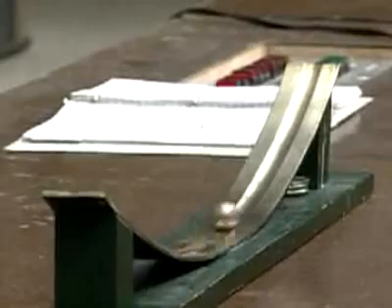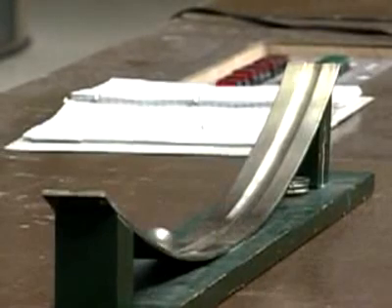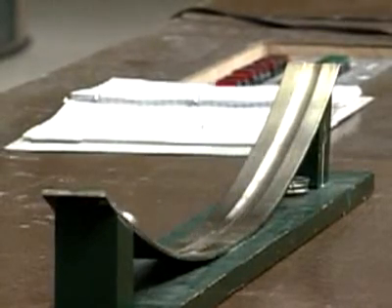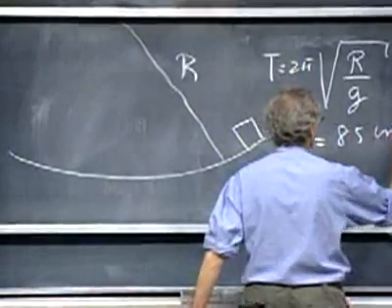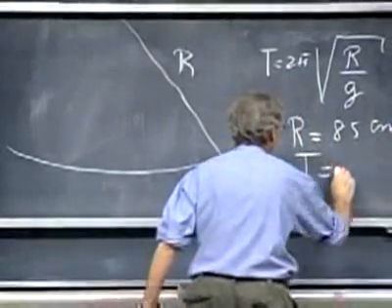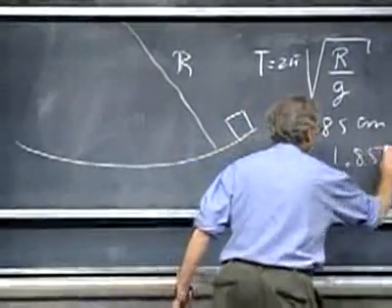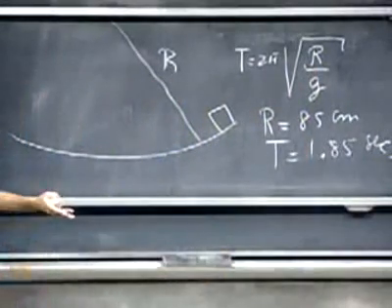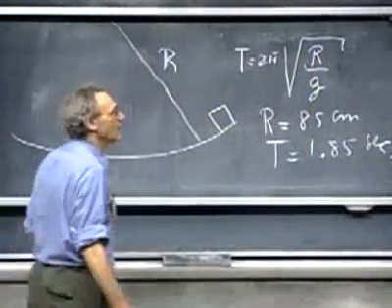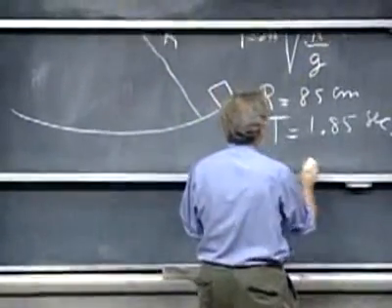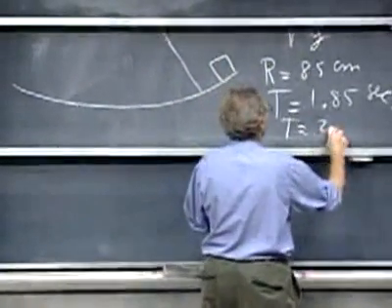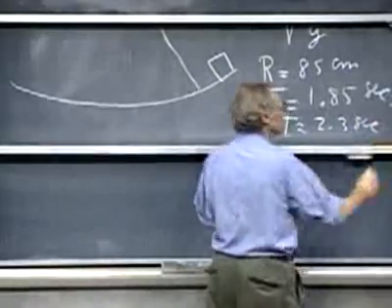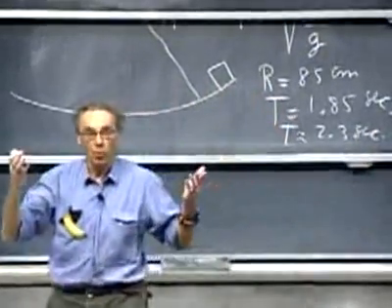And then we did it with a smaller radius, with a rolling ball. This one. The radius of that curvature was 85 centimeters. And we predicted a period of 1.85 seconds, from this equation. And we measured it. And what did we find? Way higher. We observed something like, I think, 2.3 seconds. And I asked you at the end of the lecture, why?